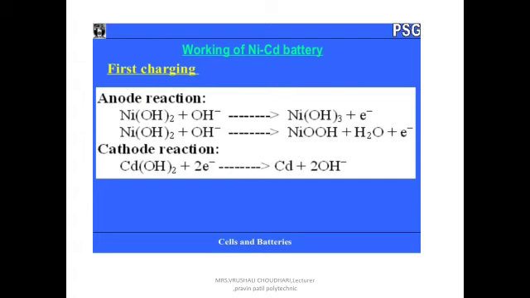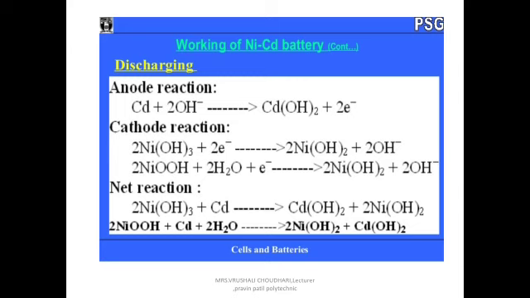These are the reactions which take place during the charging process, reaction at anode and reaction at cathode. During charging, cadmium and nickel oxyhydroxide are restored. And during discharging, cadmium metal and nickel oxyhydroxide are converted to cadmium hydroxide and nickel hydroxide.